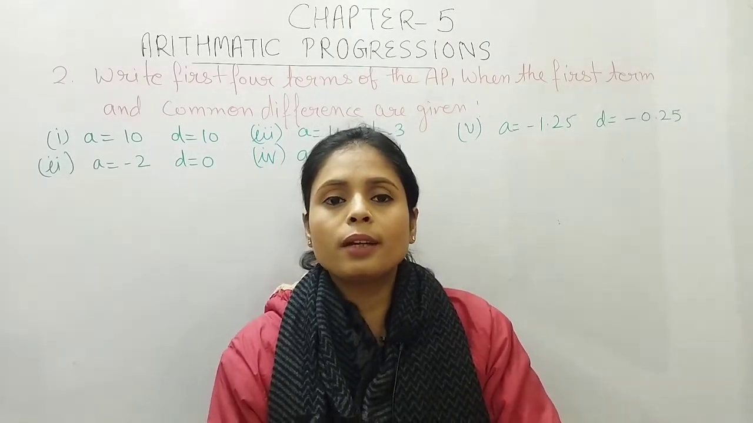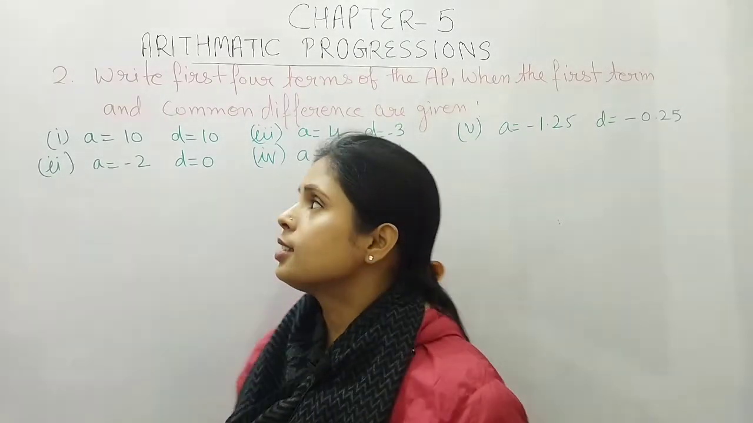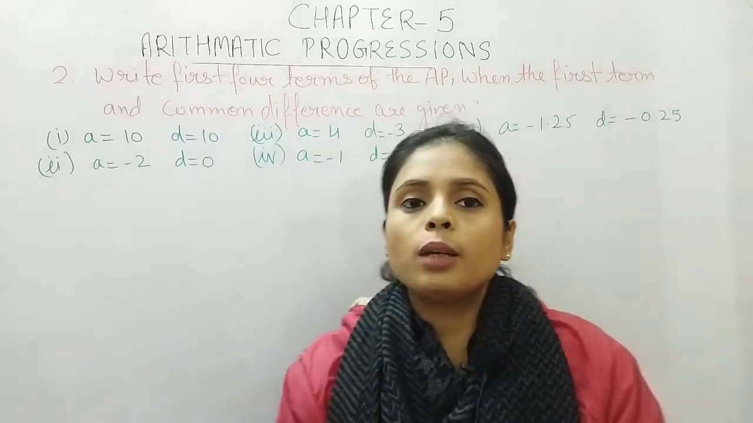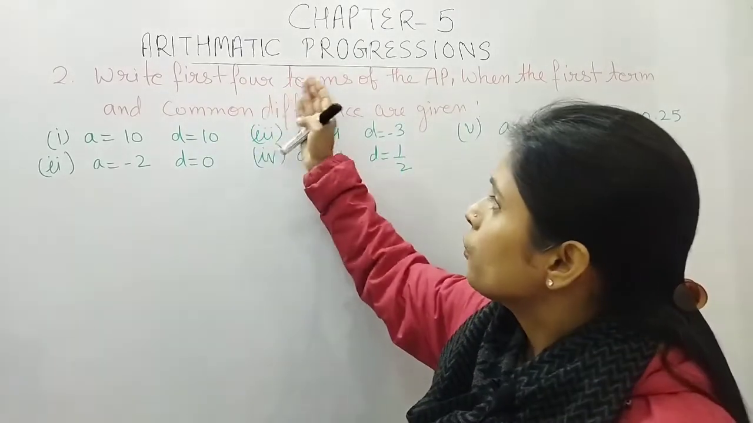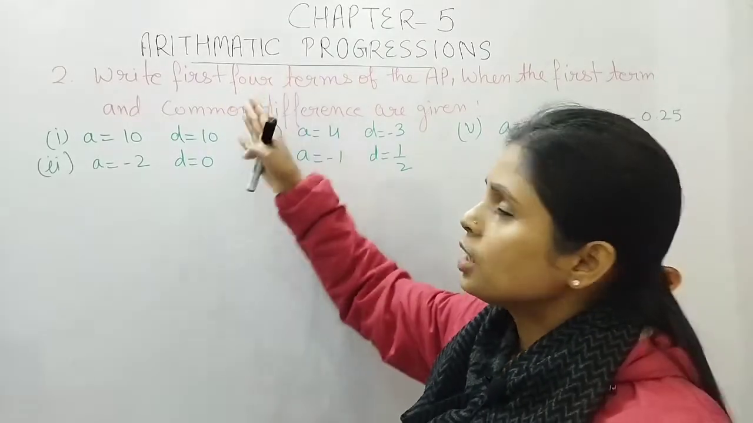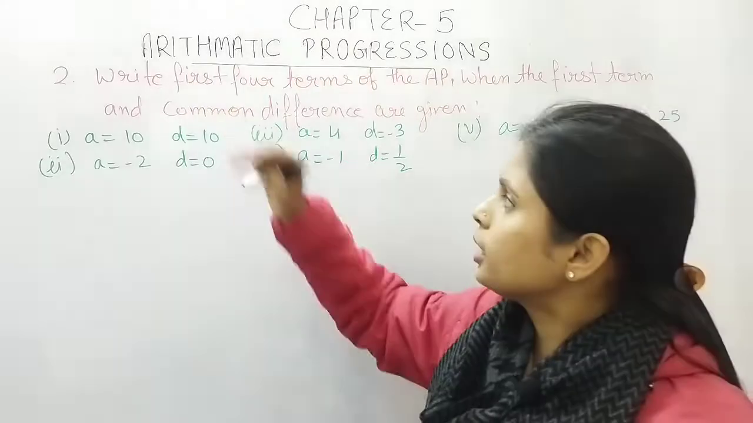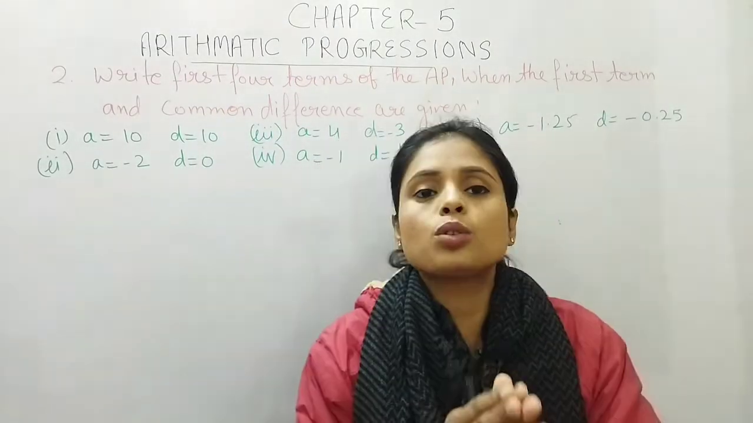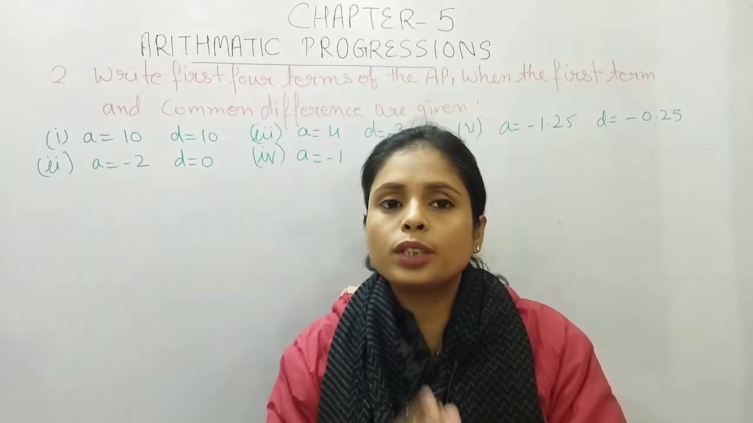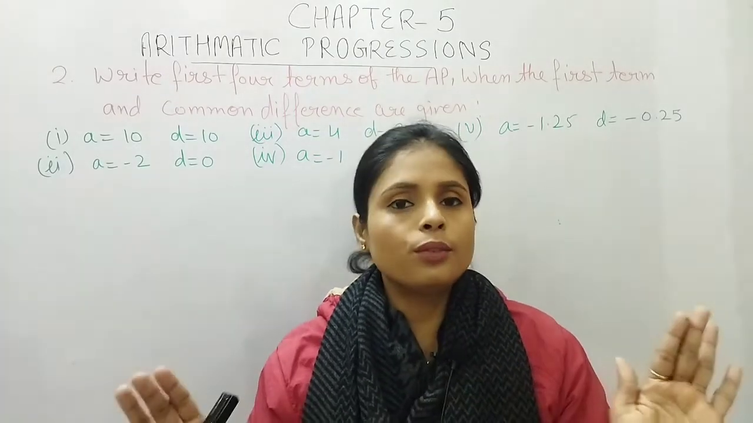Without wasting your time, let's start with the question. I have written here the second question of exercise 5.1. In this, they are asking to find the first 4 terms of an AP series in which the first term and common difference are already given to us. So we just need to know the formula to create an AP series. Afterward, we just need to substitute the values.